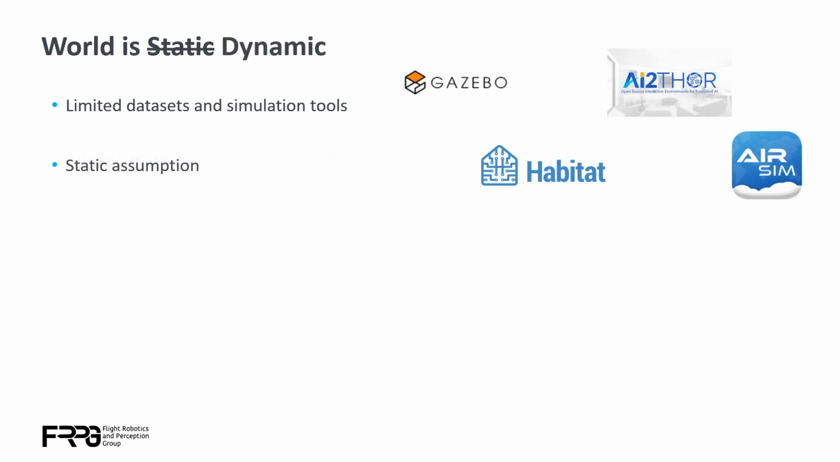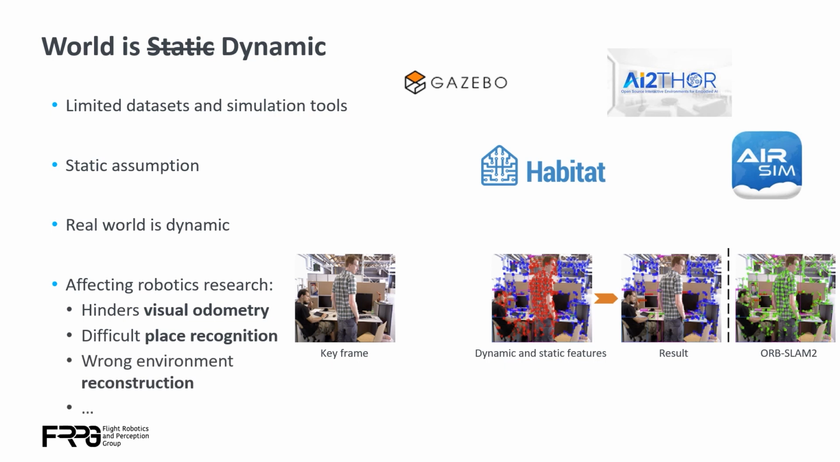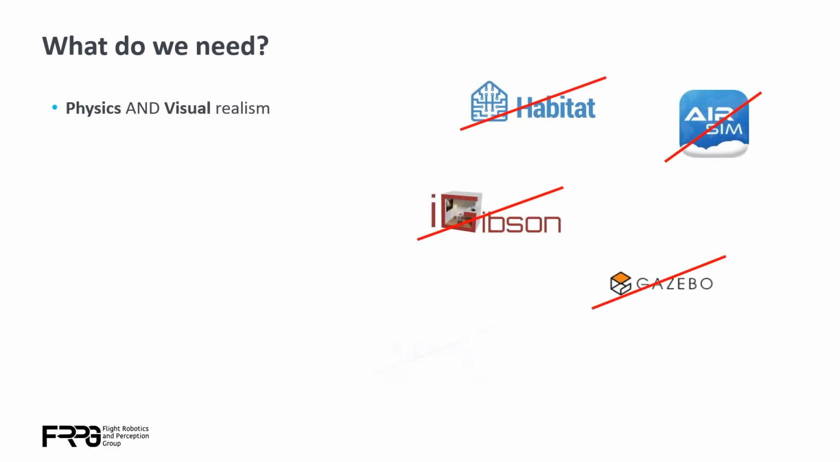However, our world is clearly dynamic with humans, children, animals, and objects that move around all the time. This affects many core functionalities of robots like visual odometry and autonomous navigation in dynamic environments, impeding progress towards autonomous robots. To solve this problem, we decided to develop a novel open-source system that focuses on four main components.